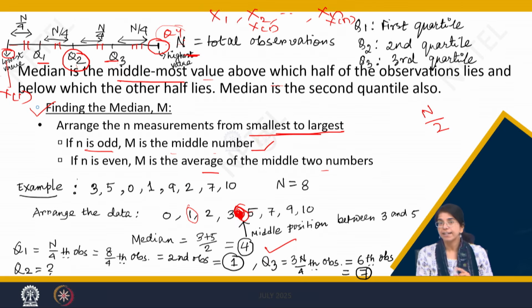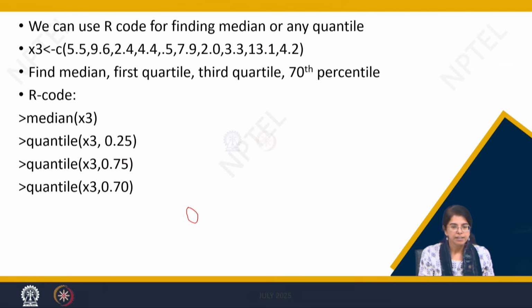So, that is why they are rank based. Now, you can use R code for finding out median or any quantile. I am not going to show it because it is pretty easy, and I hope that all of you can do it on your own. Suppose you have one sequence of observation x3: 5.5, 9.6 and so on. The R code for this: you directly write median of x3 and that will give you back the median.